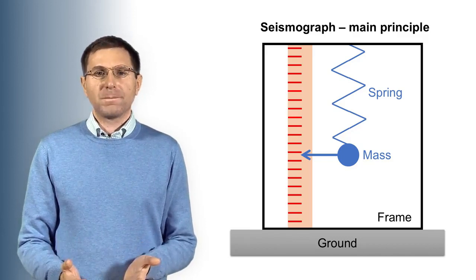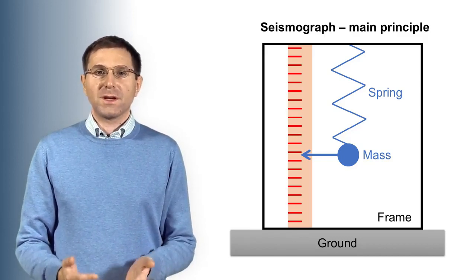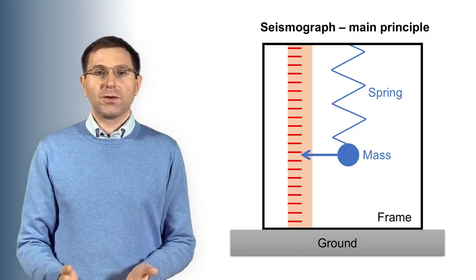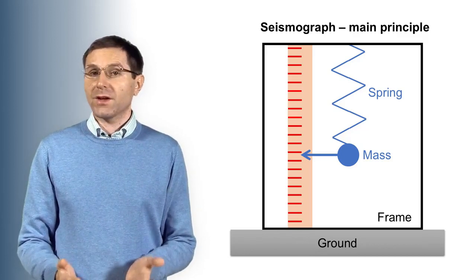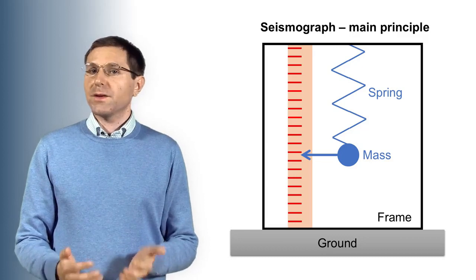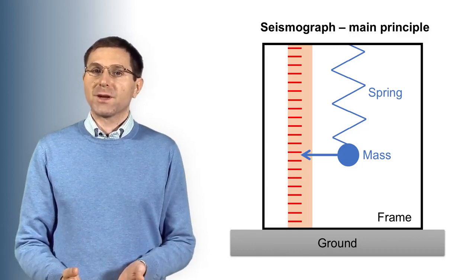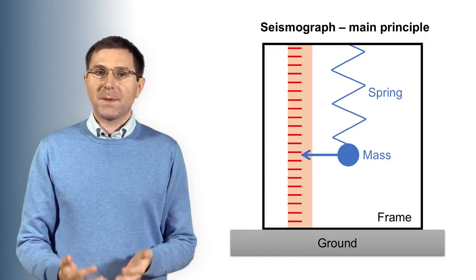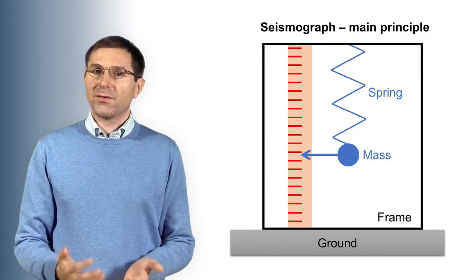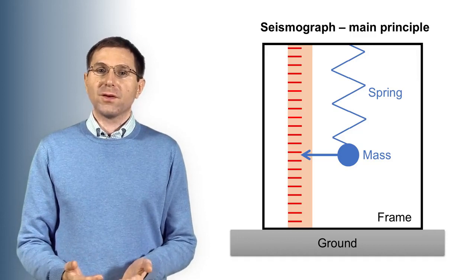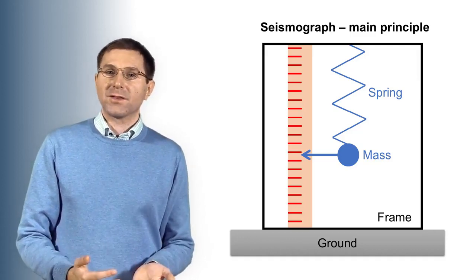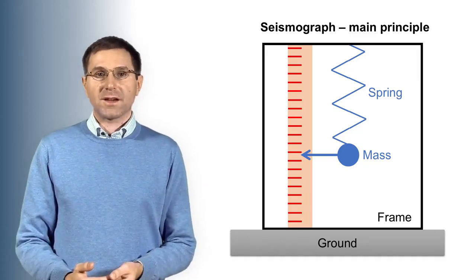They make use of a mass that tends to be at rest because of its inertia, even when the ground starts shaking. A simple seismometer would be, for example, a mass hanging on a spring. In that way, the mass can stay at rest while the frame will follow any movement of the Earth's surface. Any relative motion between the mass and the Earth is then detected.